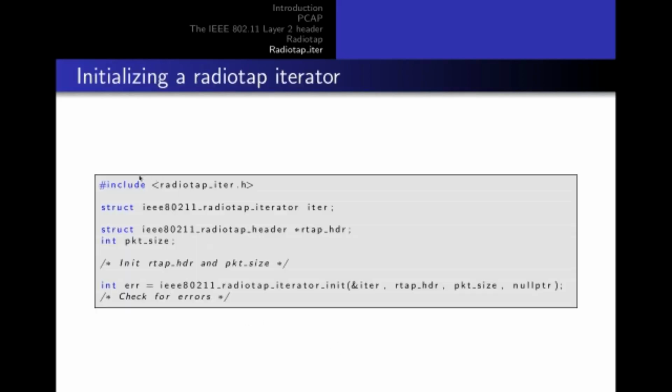So here you see you include radiotap_iter.h. You have your iterator, which is struct ieee80211_radiotap_iterator. You have your header as a pointer, and the packet size. To initialize, you use ieee80211_radiotap_iterator_init. You pass the address of the iterator, the Radiotap header, the packet size, and NULL, because the last argument is not interesting for us now.